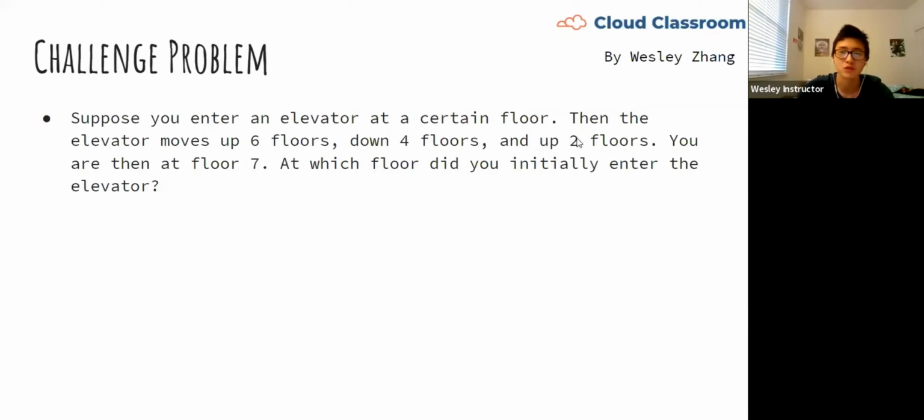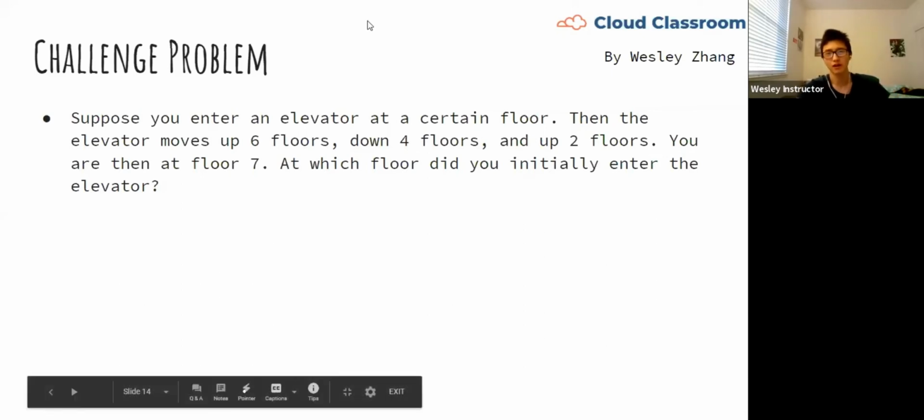So 7 minus 2 is 5. We went down 4 floors, so we want to go up. So 5 plus 4 is 9. And finally, or first of all, this person went up 6 floors, so we want to go down 6 floors. So 9 minus 6 is 3. And so that's our answer.